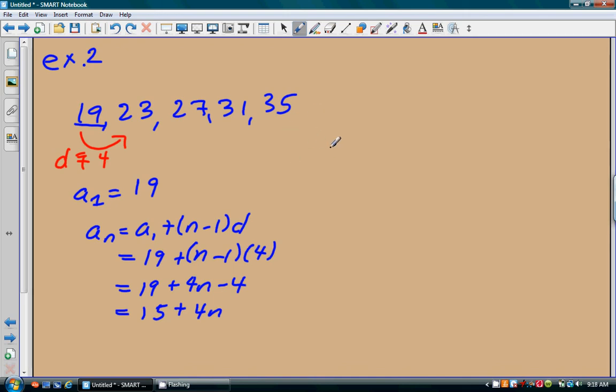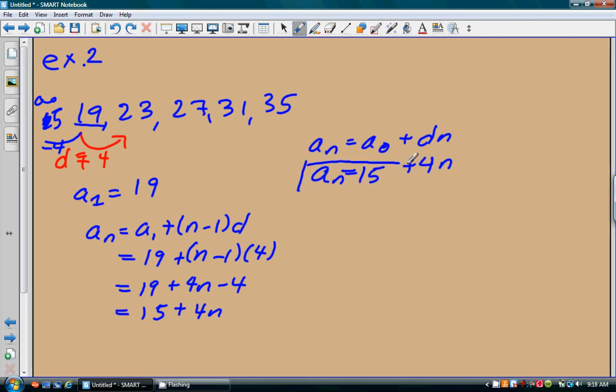Now, my method, again, same thing. I know my common difference, except I use this formula. I know my d is going to be plus 4, so I know it's plus 4n. If I'm adding 4 to get the next term, I'm going to subtract 4 to get the term before it. And this is my a sub 0, and this is going to be 15. So we get 15 plus 4n.